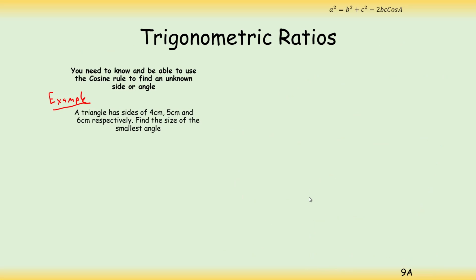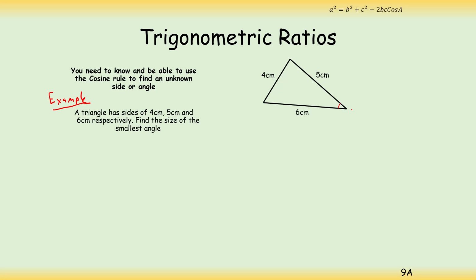Okay, so as an example, we've got a triangle. It's got the sides of 4, 5 and 6 centimeters respectively. Find the size of the smallest angle. So, quick sketch. There's our triangle, 4, 5, 6, and the smallest angle is this one here.